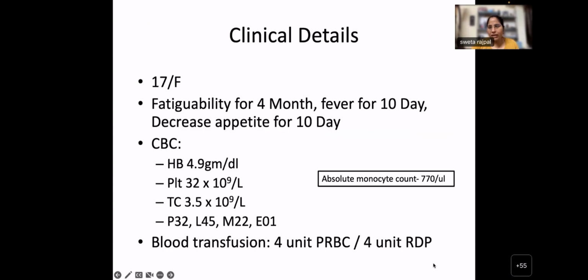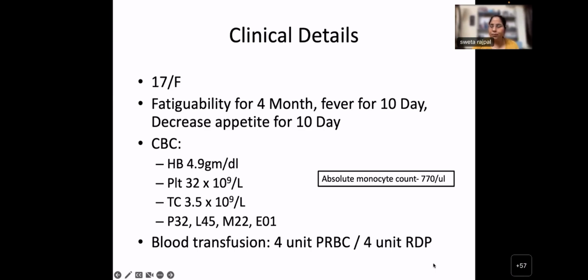So we'll begin with case one. I request Ankit to please read the history. Yes. A 17-year-old female with fatigability for 4 months, fever for 10 days, and decreased appetite for 10 days. Upon CBC examination, hemoglobin 4.9 gram per dL, platelet 32, total count 3.5 into 10 to the power 9, and P32. P stands for promyelocytes.